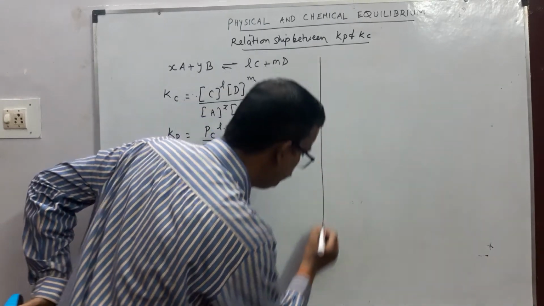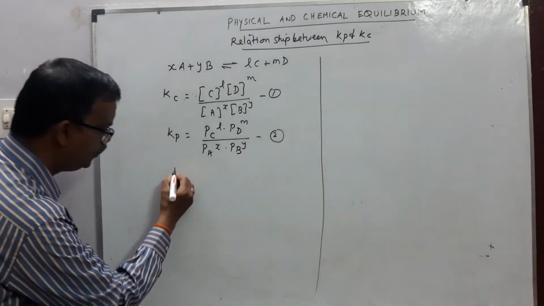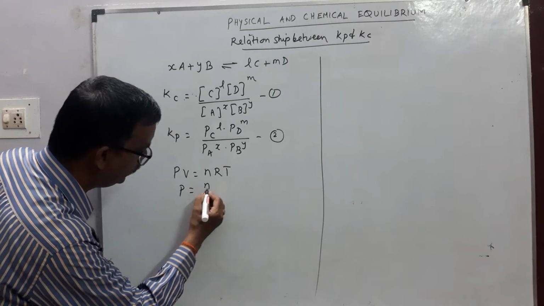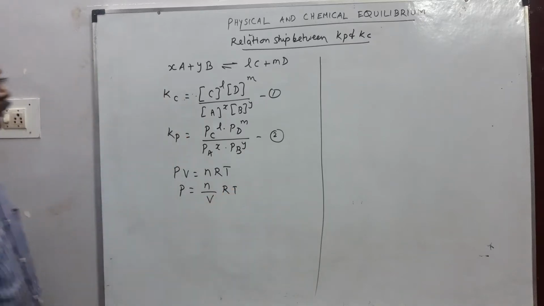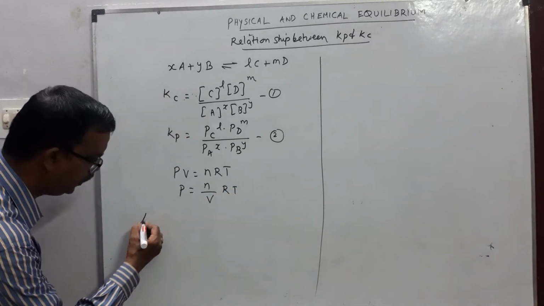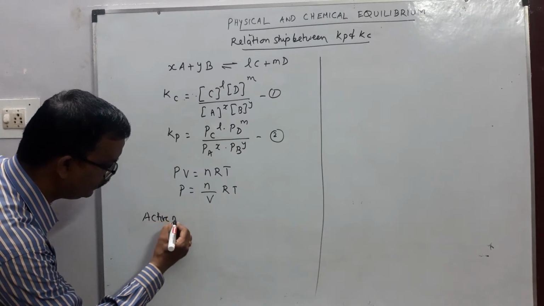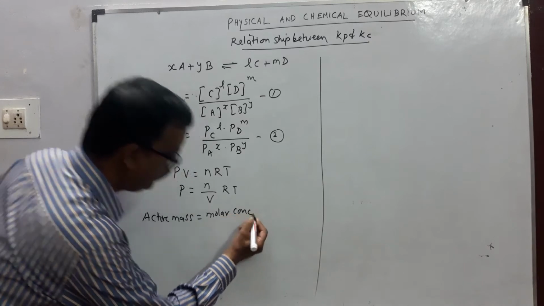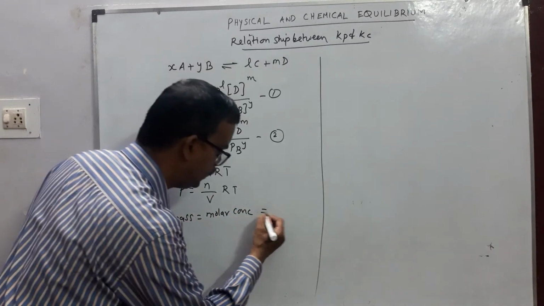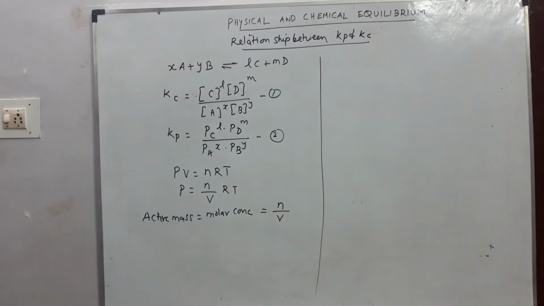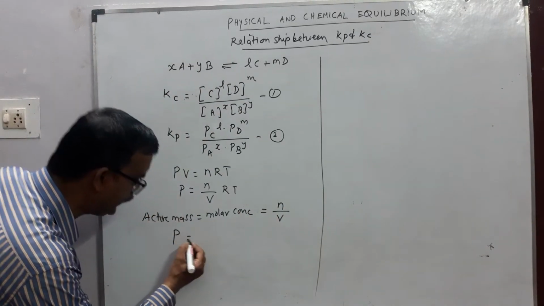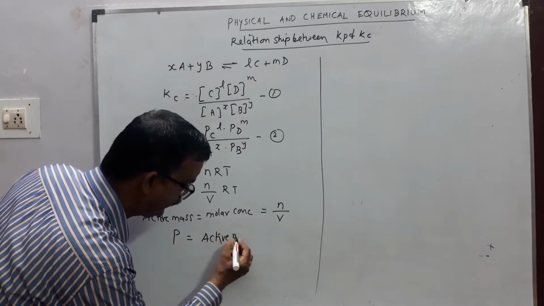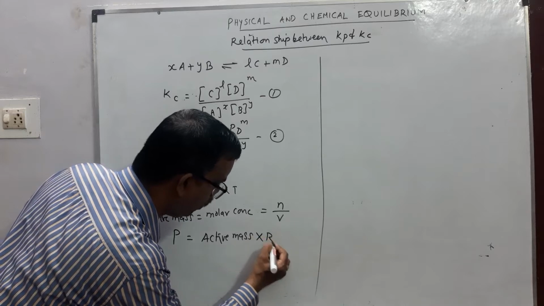Okay, we know the gas equation, PV equals nRT. So pressure equals n by V times RT. Active mass is nothing but molar concentration, which is equal to n by V. So pressure equals active mass into RT.